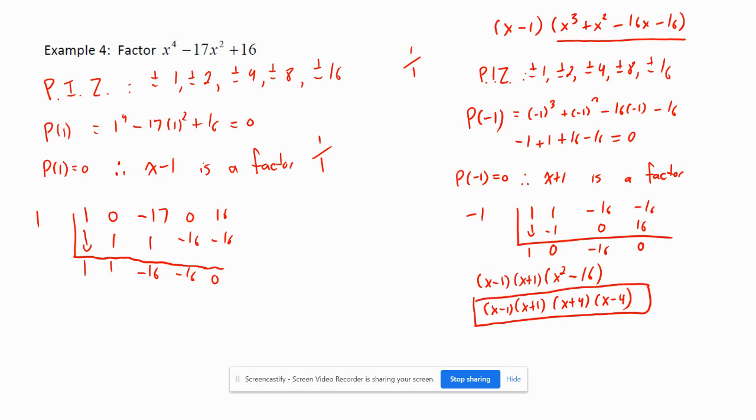Now I know this is a bit of a longer question, but I don't think it's harder. There's definitely more steps like that, right? But it's the same steps that we're doing before. You just have to do it twice in this question.